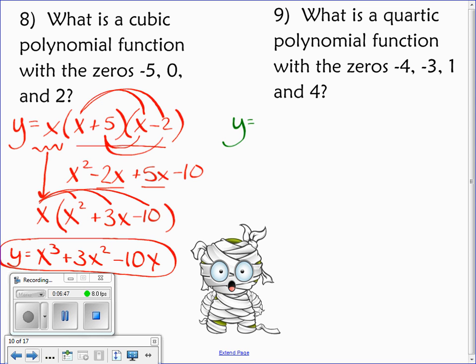What is a quartic? What's quartic mean? 4, 4th degree. So we're going to end up with x to the 4th. How many answers should you have for x to the 4th? 4. How many did it give me? 4. That makes sense. So where does negative 4 come from? X plus 4. How about negative 3? X minus 1. X minus 4. How do I multiply all that together?